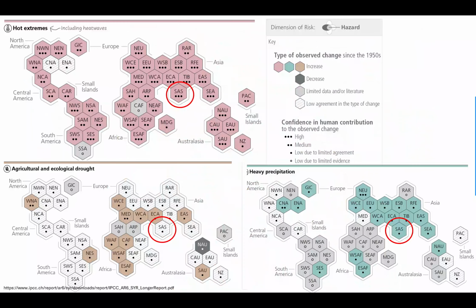So if you look at hot extremes, just look at the number of dots here also. The more the number of dots, the higher the likelihood that event is going to happen. Hot extreme events are going to increase in the Indian subcontinent. That's what the climate change models predict. So are the cases of heavy precipitation. The confidence is not that high, but it says it's going to increase. But there are some areas where it might not increase or it might decrease also.